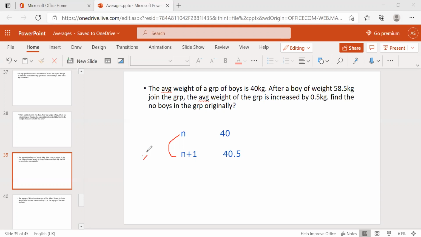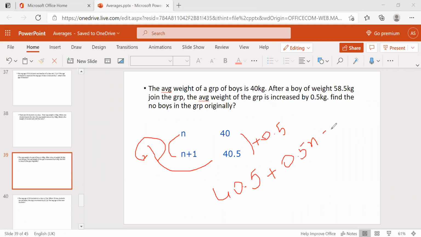Plus 1. And what's the difference here? Plus 0.5. Okay. Multiply this 1 into this, that is nothing but 40.5 plus 0.5 into n, 0.5 n. What does this equal? This equals nothing but the average age of the new boy. It equals the average age of the new boy, 58.5.